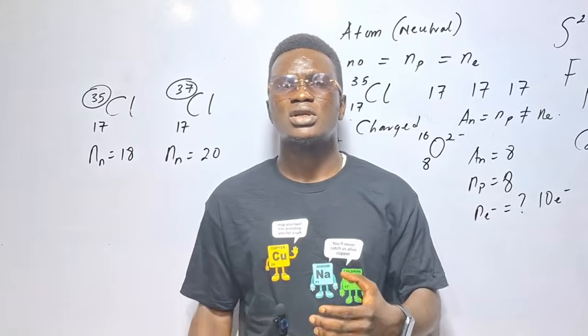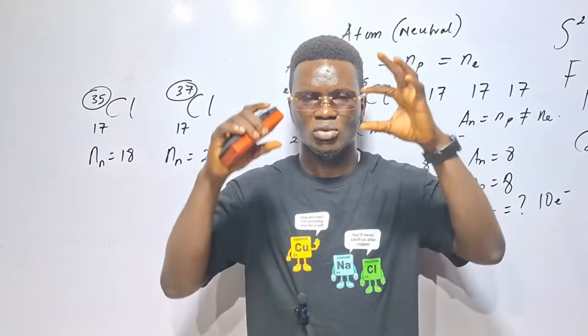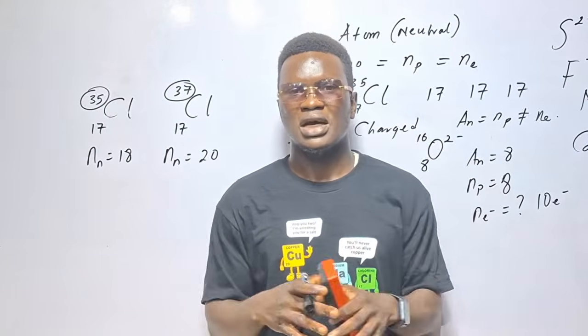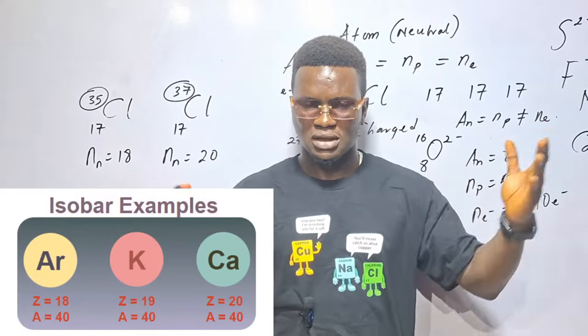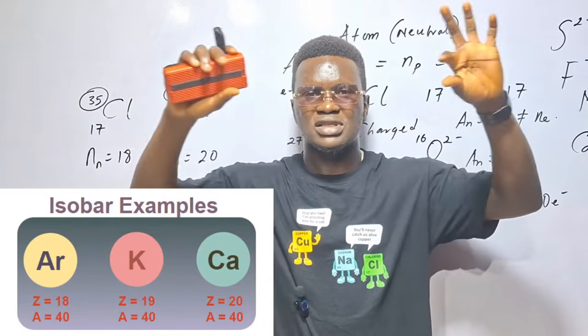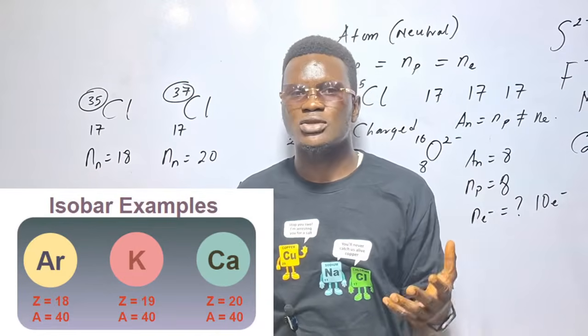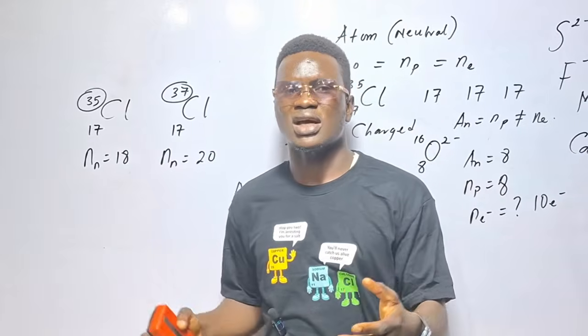The next one we call is isobars. Isobars are nuclides with the same mass number, from the word bar. So they carry the same bar, with the same mass number. An example is argon 40, potassium 40, and calcium 40. So they all have the same mass number. So anytime you hear the word isobar, you're talking about nuclides with the same mass number. Is that taken?